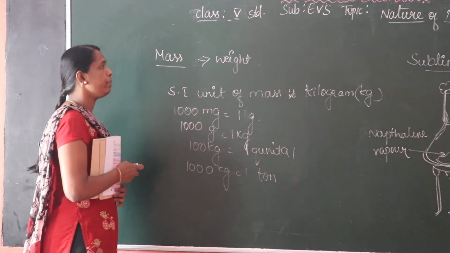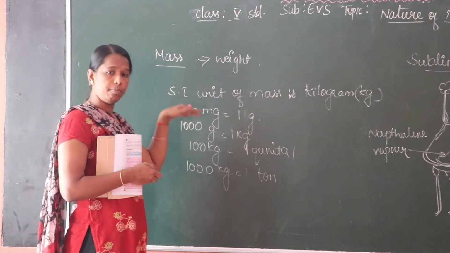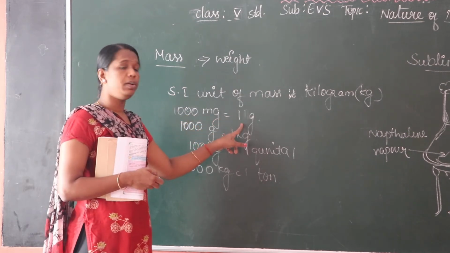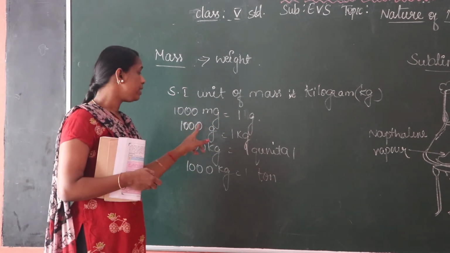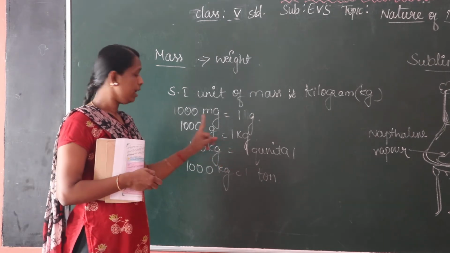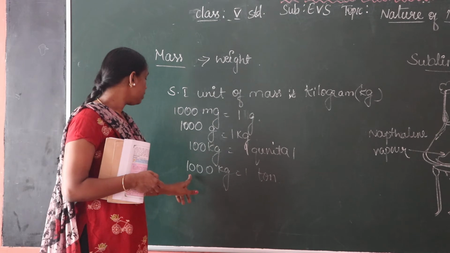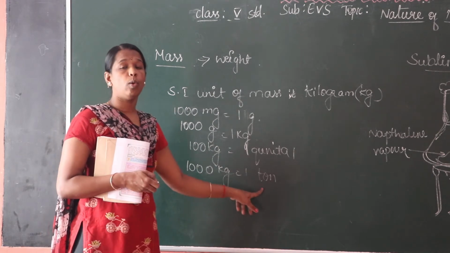So these are the simple measurements of mass. That is, 1000 milligram is equal to 1 gram, 1000 gram is equal to 1 kg, 100 kg is equal to 1 quintal, and 1000 kg is equal to 1 ton.